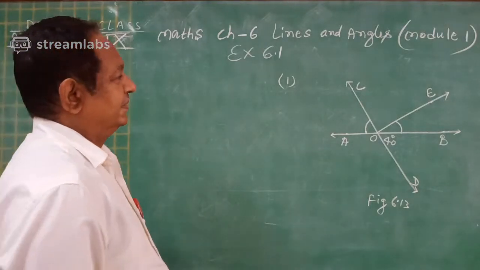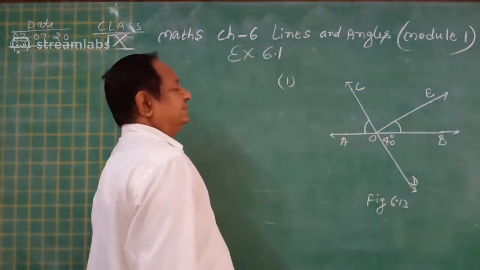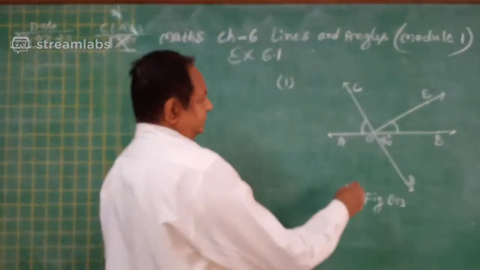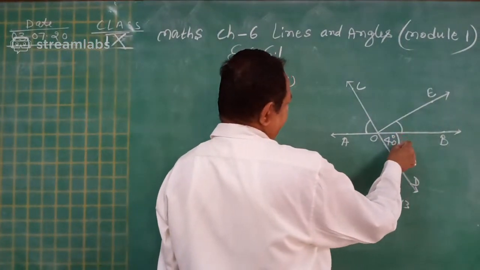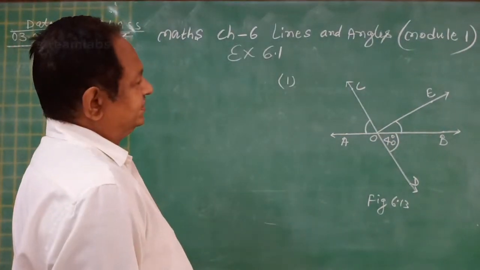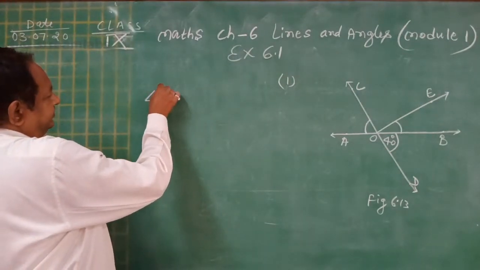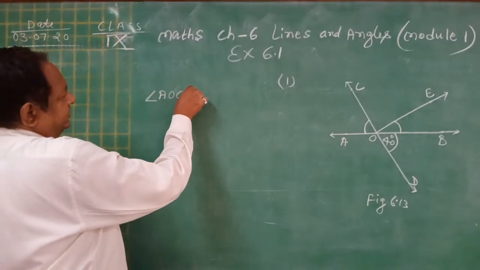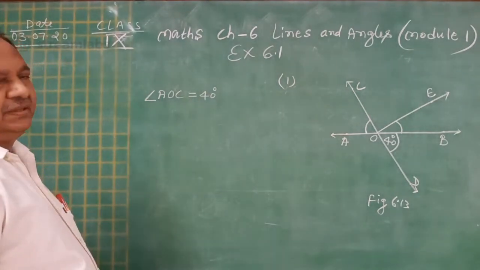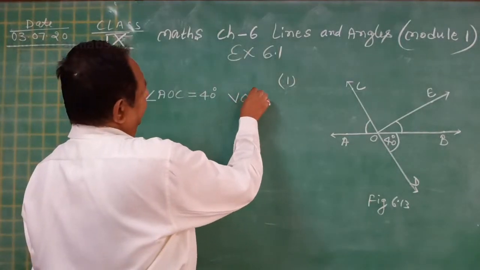So AB and CD are intersecting lines. So this angle will be equal to angle AOC, that is the vertically opposite angle. So angle AOC is equal to 40 degrees. Reason: vertically opposite angles, VOA.